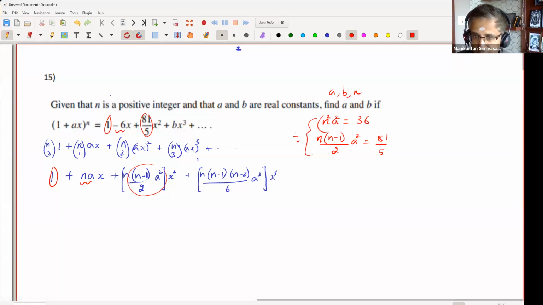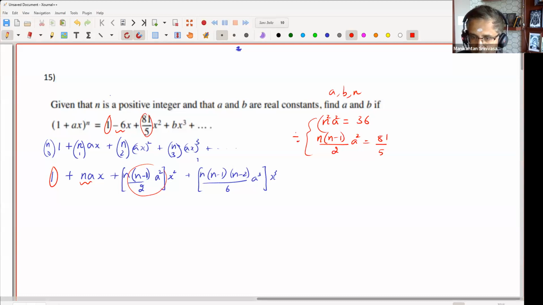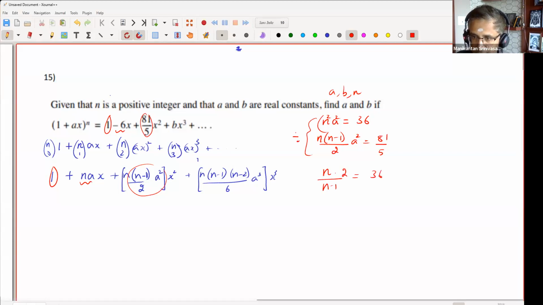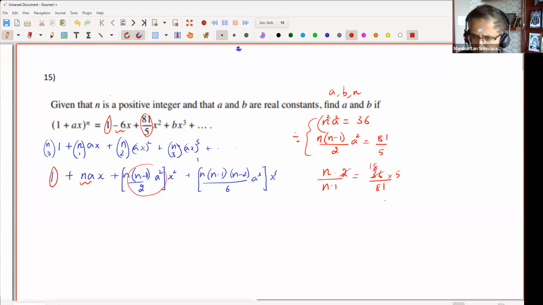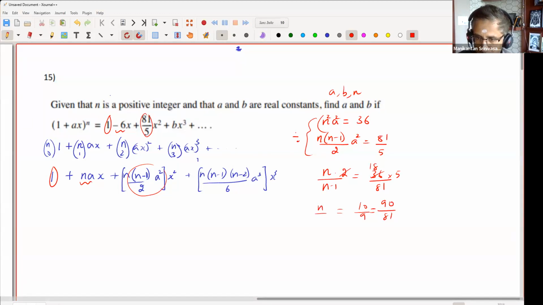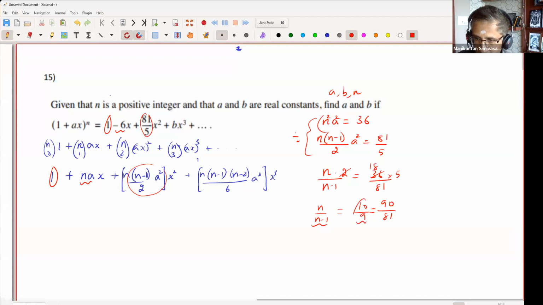Now I can divide this by this. So the a squared gets cancelled. One of the n's gets cancelled. So n minus 1 into 2 equals 36 upon 81 by 5, something like this, right? So this is 18, and this is 90 by 81, which is 10 by 9. So 9 over 10 equals n minus 1 by n, or n by n minus 1 is 10 by 9. Visually we can see two consecutive numbers, n and n minus 1, two consecutive numbers, 10 and 9. Therefore, we can infer n equals 10.